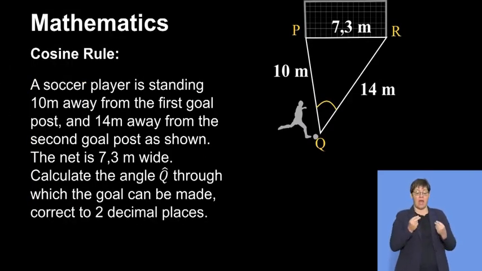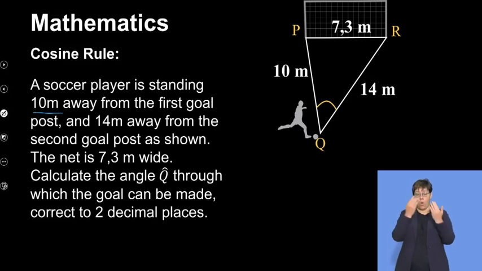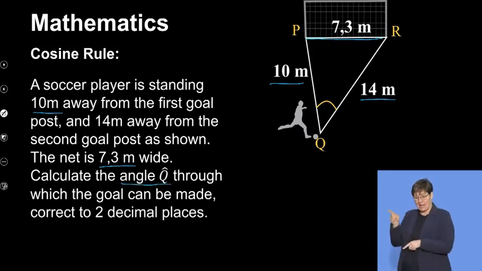Okay, so this question states that we have a soccer player. He's standing 10 meters away from the first goal post, so that's this distance here, and 14 meters away from the second goal post, that distance there. They tell us the net is also 7,3 meters wide, so they give us this distance as well. They want us to calculate the angle Q through which the goal can be made, correct to 2 decimal places, like we've been doing all the time.